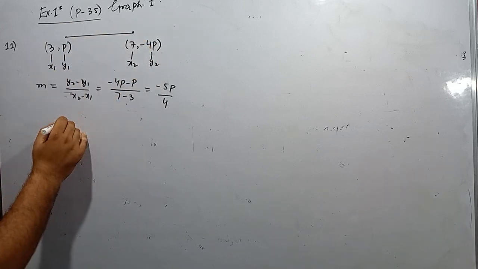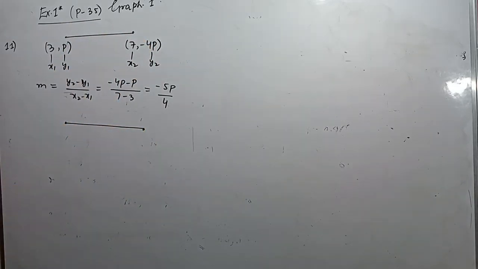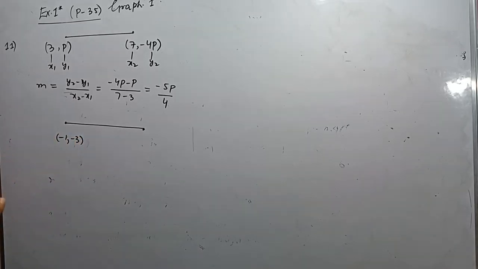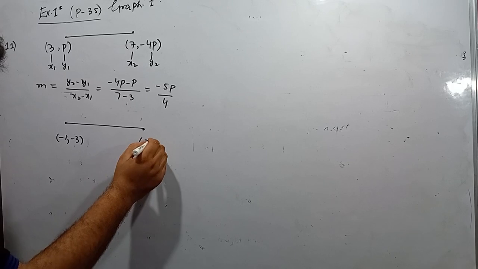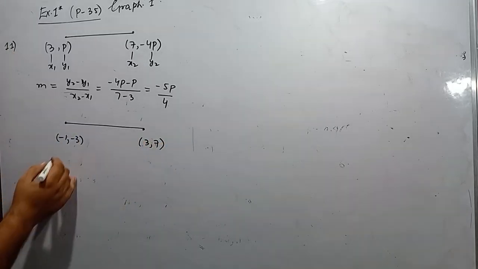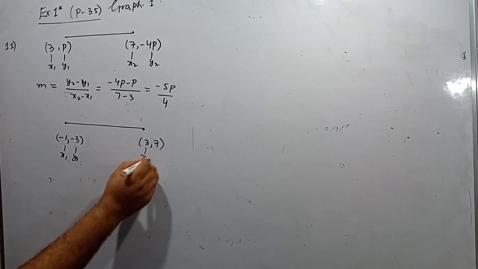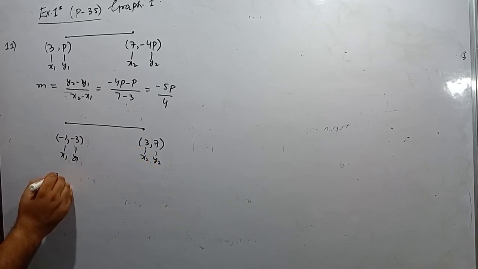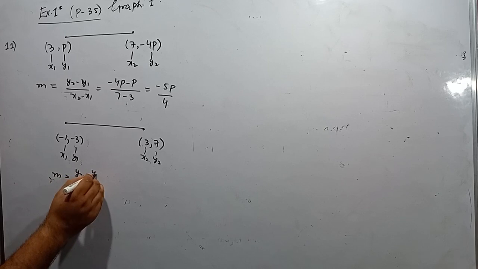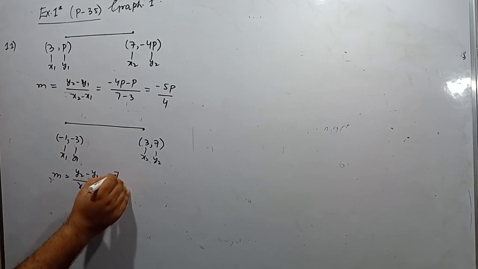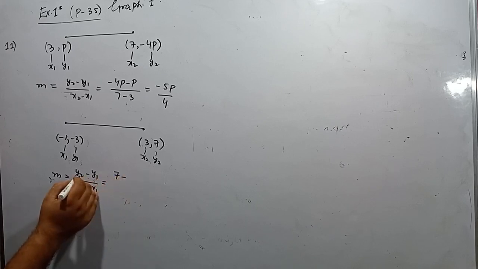Now I have the second line. What is the second line? What are the points? Minus 1, minus 3 and 3, 7. I will find here the gradient. This is x1, this is y1, this is x2, this is y2. What is the gradient? That's y2 minus y1 by x2 minus x1. What is y2? 7. Then this minus. Then what is y1?